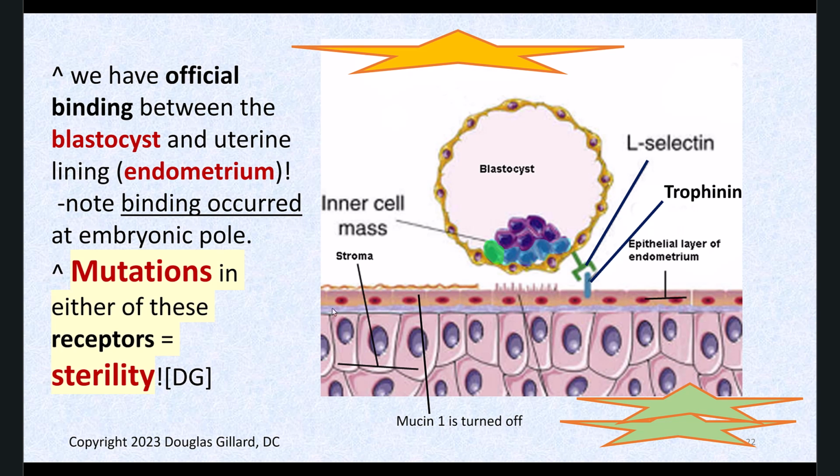And great. So of course, mutations of any of these structures, troponin or L-selectin, will make it very difficult to get pregnant. And mucin 1, yes, that's turned off as well. If you have a gain of function mutation in mucin 1, what's a gain of function? We've heard that word before. That's where a gene is more powerful than it should be. So if we have a gain of function mutation in mucin 1, we probably can't get pregnant as well, because we can never turn off the mucus.